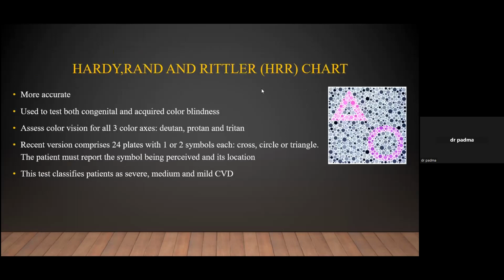This is the HRR chart, which is more accurate and used for testing both congenital and acquired color blindness, and it assesses color vision for all three axes: protan, deutan, and tritan. The recent version has 24 plates with 1 or 2 symbols in each, like a cross, circle, or triangle. The patient should report the symbol being perceived and its location. It helps in classifying patients as having a mild, moderate, or severe color vision defect.